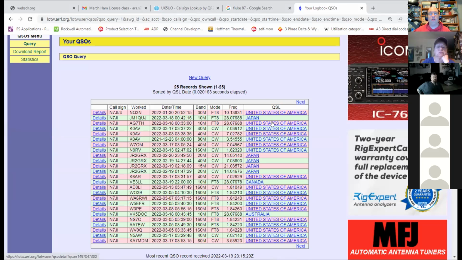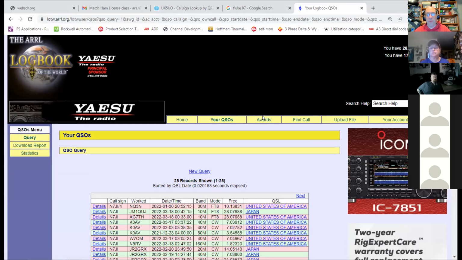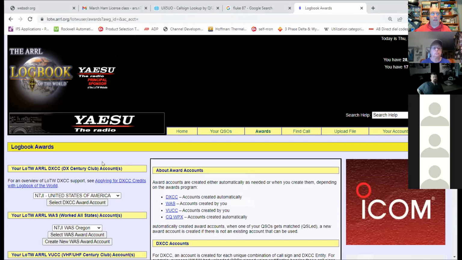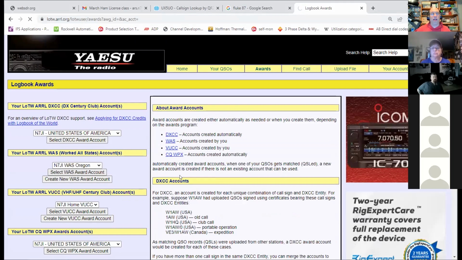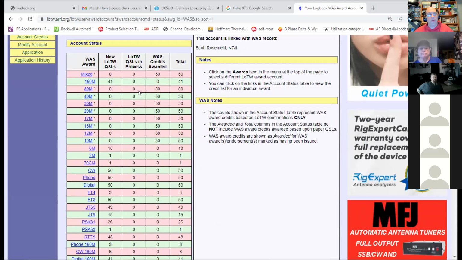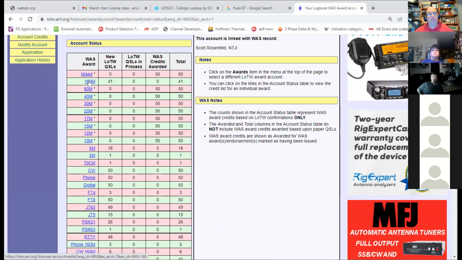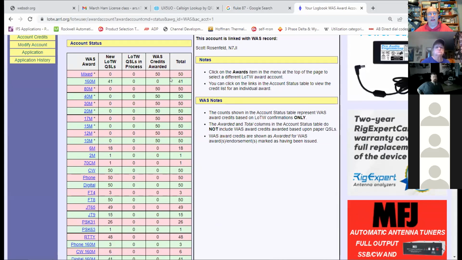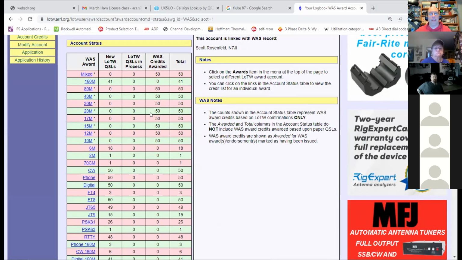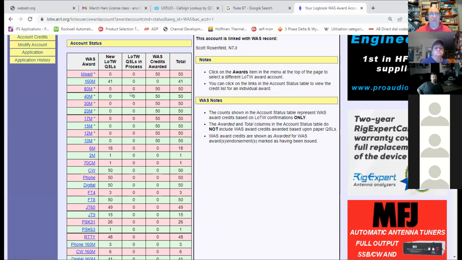Once it's confirmed, you end up with a whole bunch of records in the database, and you can use them for awards, such as worked all states. So here's my worked all states. Notice 160 meters is what I'm presently working on right now. As of November, I was at 4 states. Now I'm at 41. That's a very challenging band to work, which is why I put up that big antenna in my tree, and hopefully it's still working.